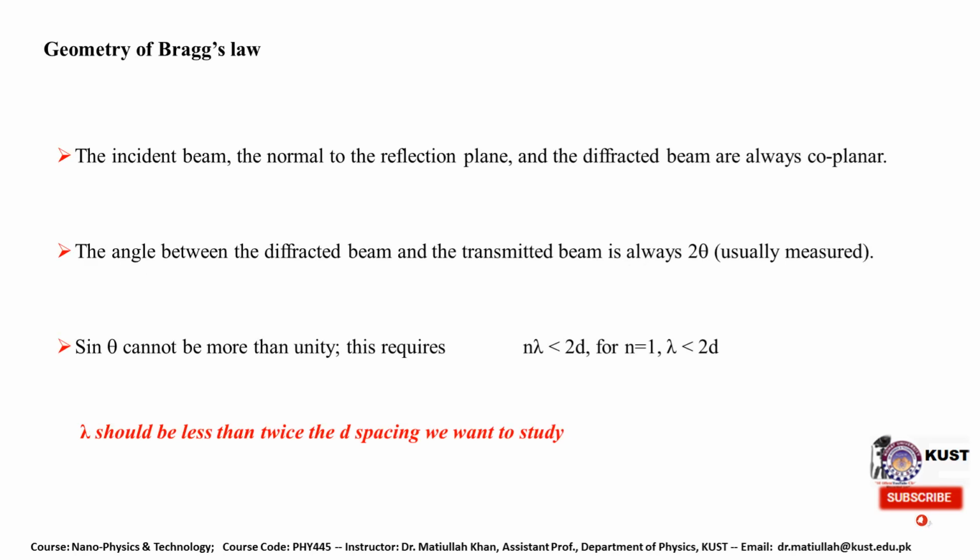So we have the geometry of Bragg's law: the incident beam, the normal to the reflection plane and the diffracted beam are always coplanar to each other. The angle between the diffracted beam and the transmitted beam is always 2 theta, that is usually measured as 2 theta. And since sine theta is less than 1, n lambda is less than 2d, and for n equal to 1, lambda is less than 2d. So lambda should be less than twice the d spacing we want to study.